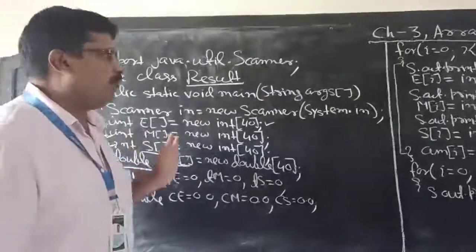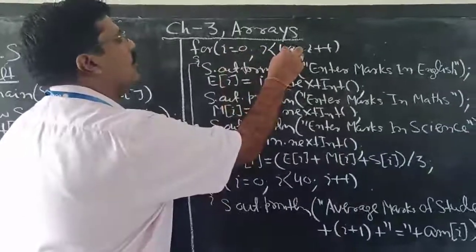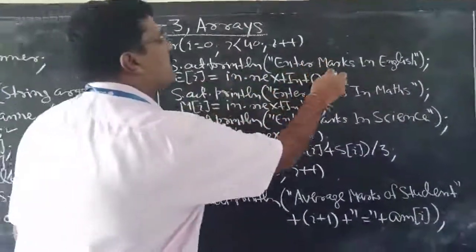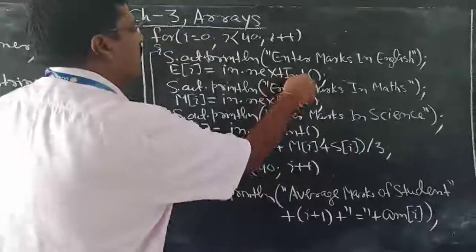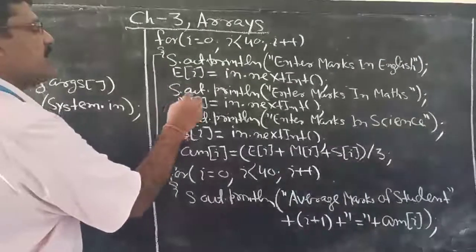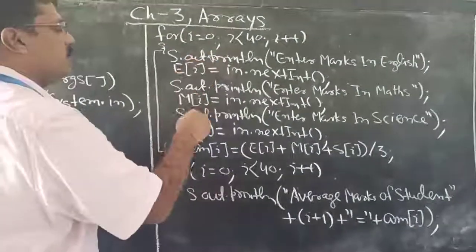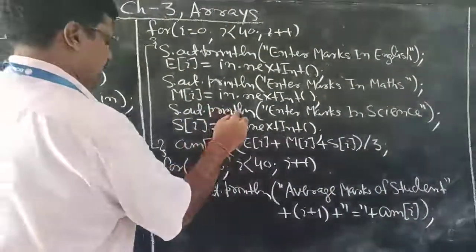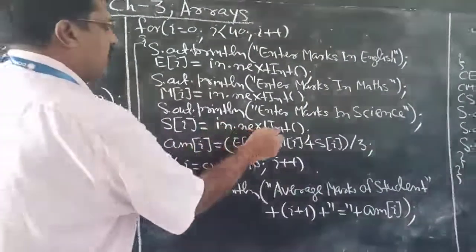Now let us input the values. Loop: i equal to 0, i less than 40, i plus plus. System.out.println enter marks in English. e[i] equal to in.nextInt. After that, System.out.println enter marks in Maths. m[i] equal to in.nextInt. After that, System.out.println enter marks in Science. s[i] equal to in.nextInt.